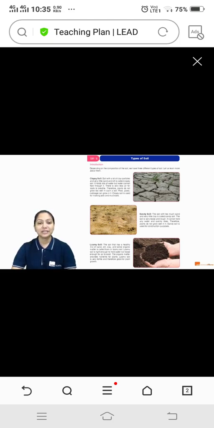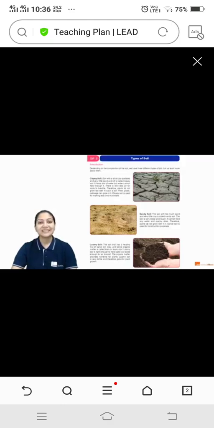And finally, we'll read about loamy soil. The soil that has a healthy mix of sand, silt and clay and some organic matter is called loam or loamy soil. Loamy soil is tight enough to hold water but loose enough for air to exist. The organic matter provides nutrients for plants. Loamy soil is very fertile and therefore good for plant growth.